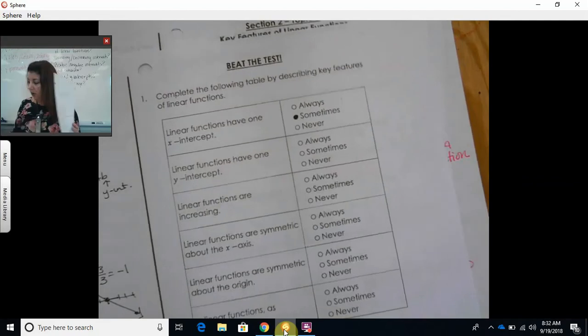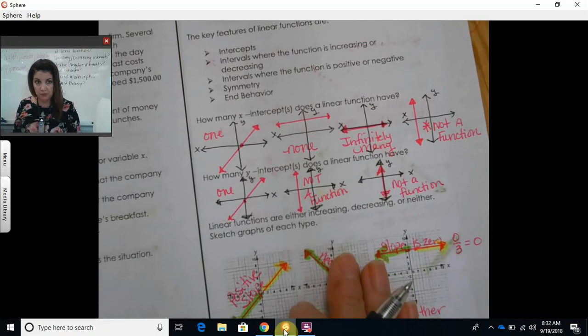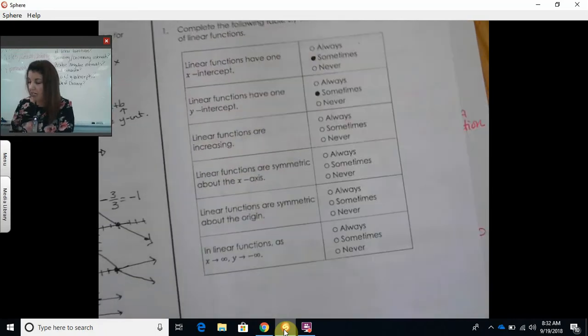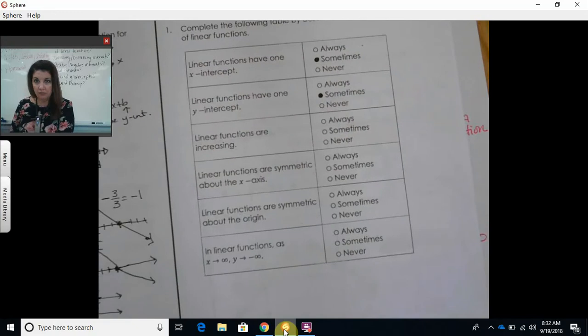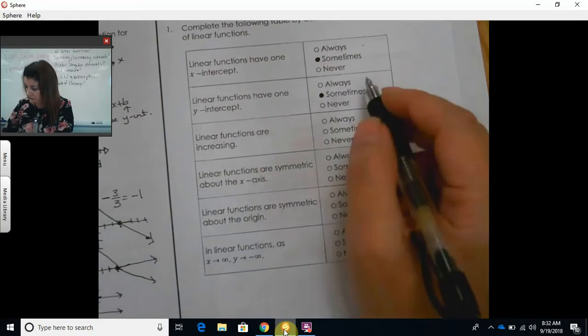Linear functions have one y-intercept. Look at that page. Always, sometimes, or never. Sometimes. Linear functions are increasing. Sometimes. Sometimes they're decreasing. Sometimes they're not doing either.